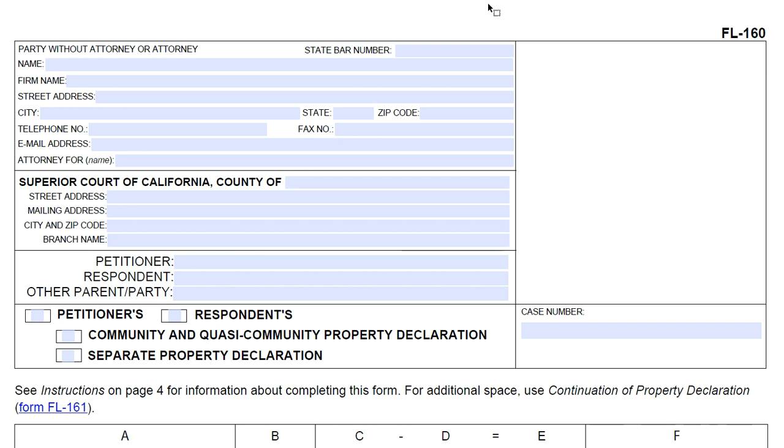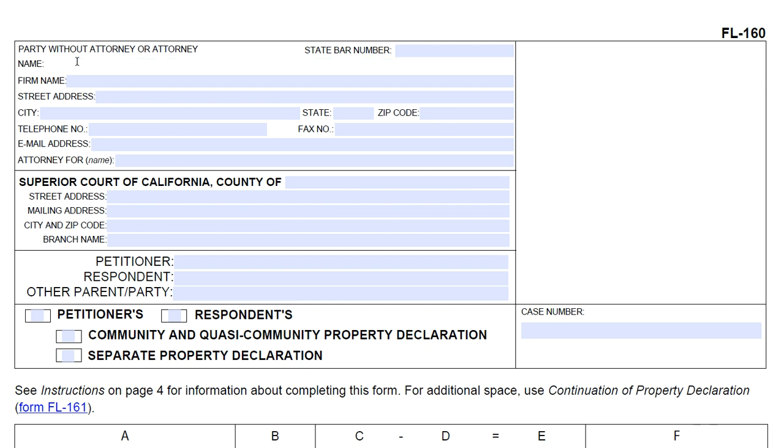This video tutorial is for the California Property Declaration Form, which is Judicial Council Form number FL-160. This form can be used to disclose the property that is at issue. It may be used by the petitioner or the respondent, and it may be used for community or separate property. So let's talk about how to fill this form out.